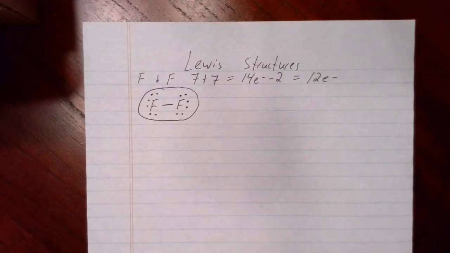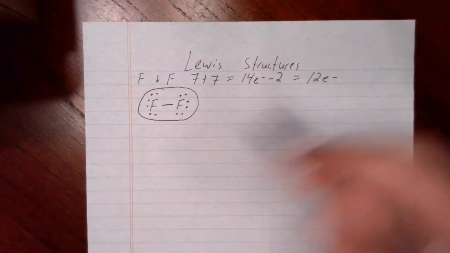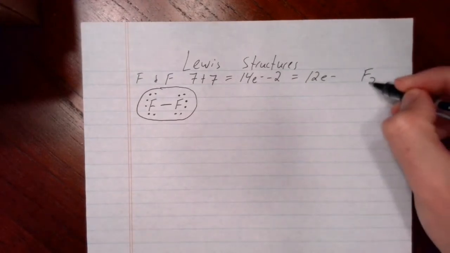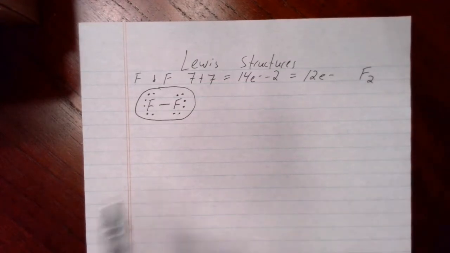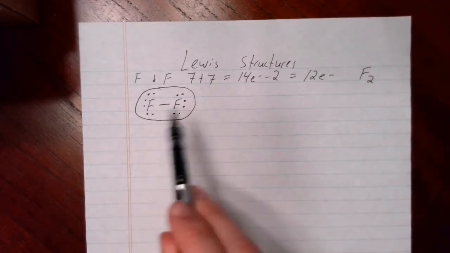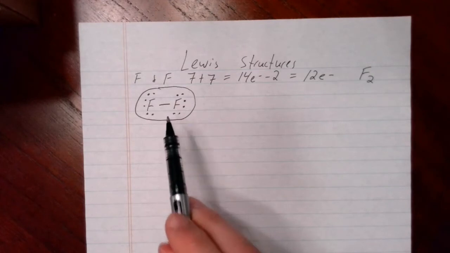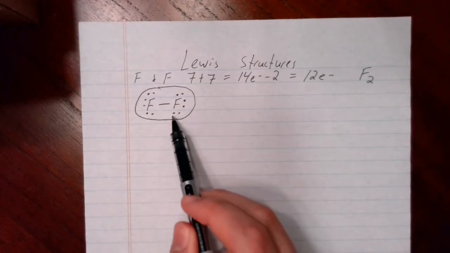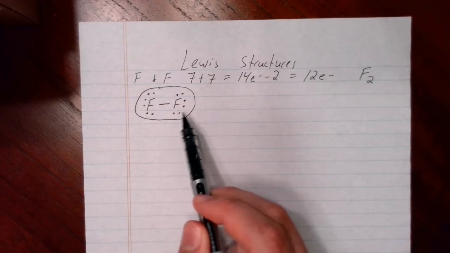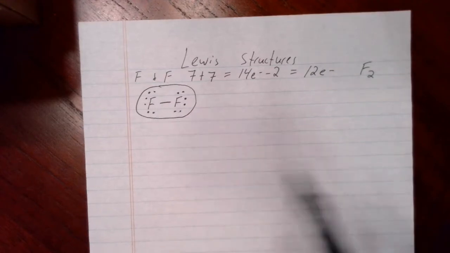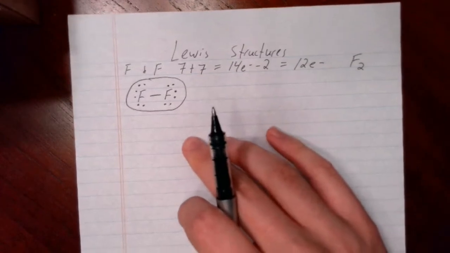So when 2 fluorine atoms bond together, so when you have diatomic fluorine, so that would be the chemical formula F2, you see that 1 pair of electrons is being shared, and that each atom has 3 lone pairs of electrons. So 3 lone pairs is 6 valence electrons that aren't being involved in bonds there. Okay, so let's look at the next one.